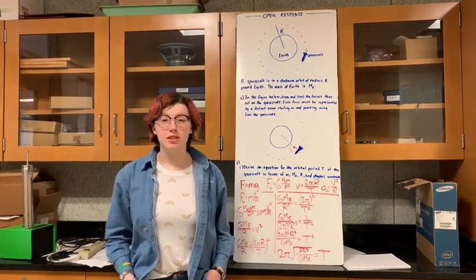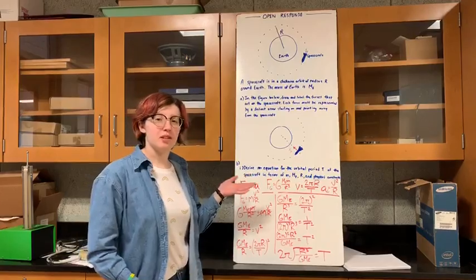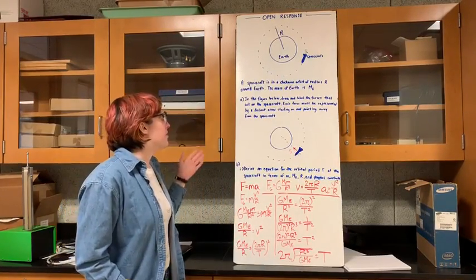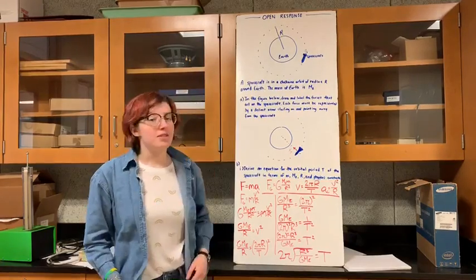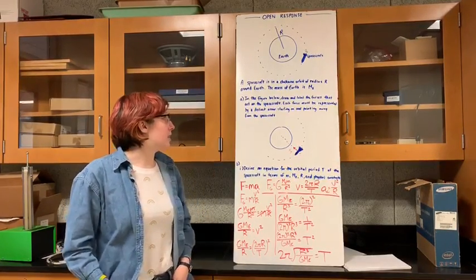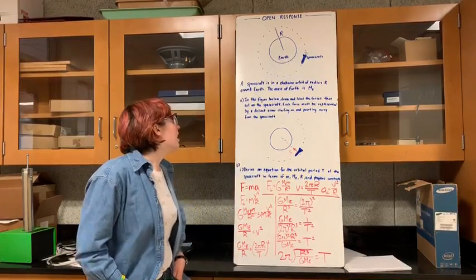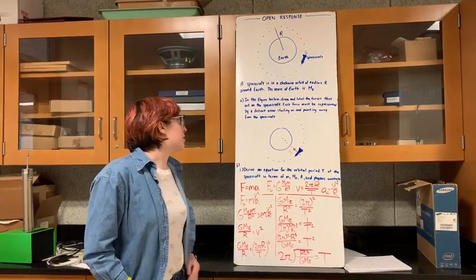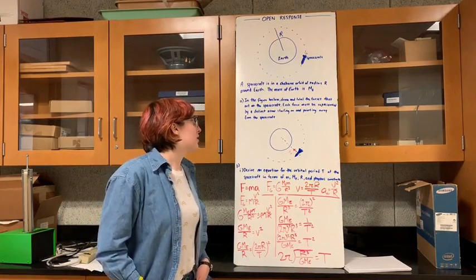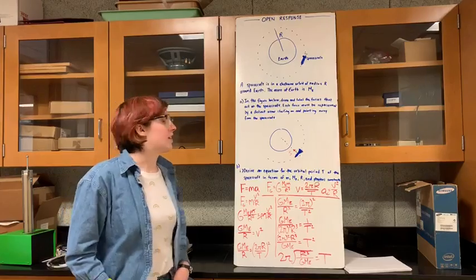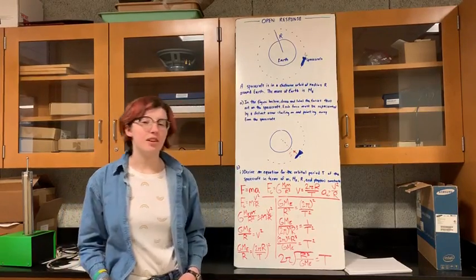Okay, so this is an example of an open response question you might see on the AP test. So, here's the diagram. A spacecraft is in a clockwise orbit of radius r around Earth. The mass of Earth is M_E. In the figure below, draw and label the forces that act on the spacecraft. Each force must be represented by a distinct arrow starting on and pointing away from the spacecraft.